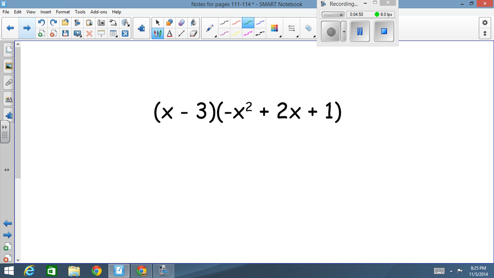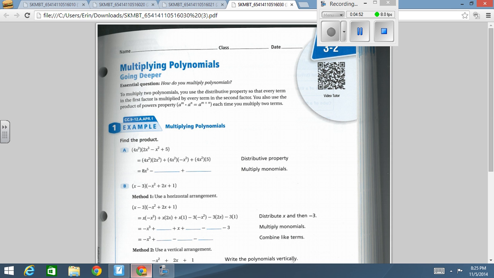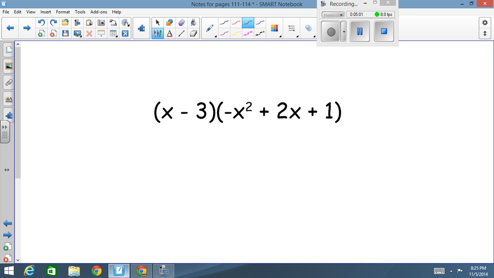Look at one more of these. In your book, this would be the second example, example B. The book is good for a lot of things, but on these, I don't want to reinvent the wheel. I want you to multiply them the way you've been multiplying them your whole math career. The one thing you have to be sure of here, now this is a binomial times a trinomial, 2 terms times 3 terms, is that I should have 6 terms when I'm all done multiplying.